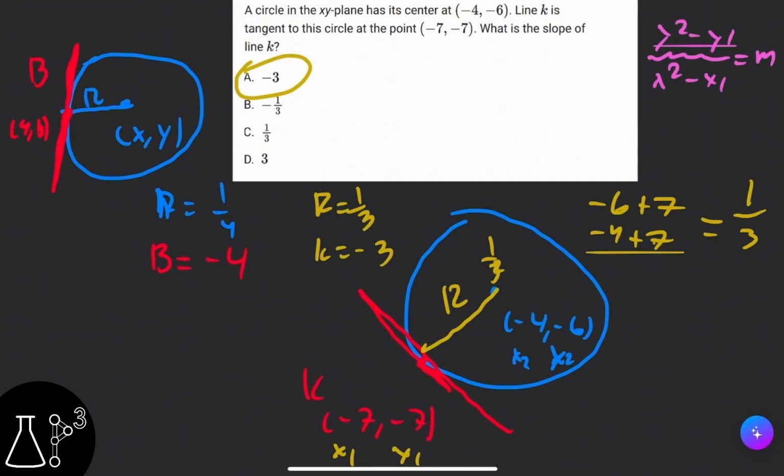It's important to note that to find the slope of the radius r, you take the point negative 7, negative 7, or x1, y1, and then the center of negative 4, negative 6, which is x2 and y2, and put them into the slope equation to get the answer.